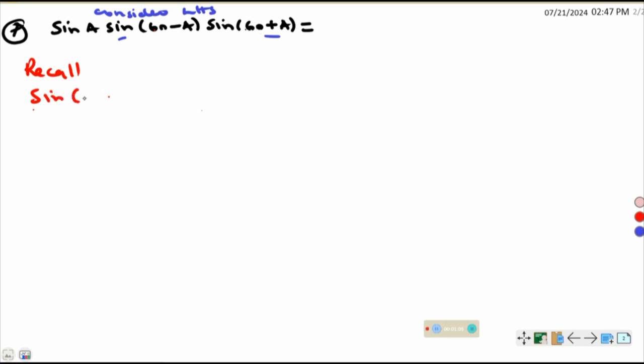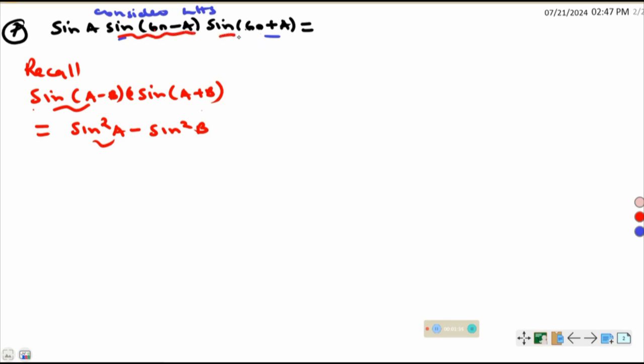When you have sine of A minus B times sine of A plus B, using the expansion of this compound angle, it will always give you sine squared A minus sine squared B. For our case, we have sine of 60 minus A times sine of 60 plus A, so we can write this as sine of A times its equivalent identity, sine squared of 60 minus sine squared of B, where B is A for our case.